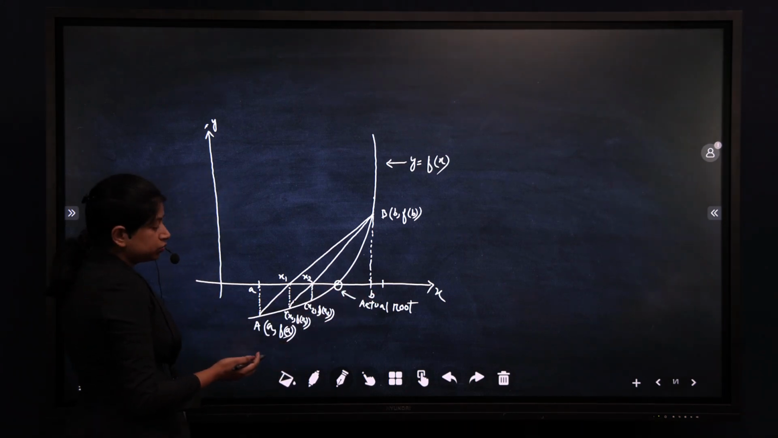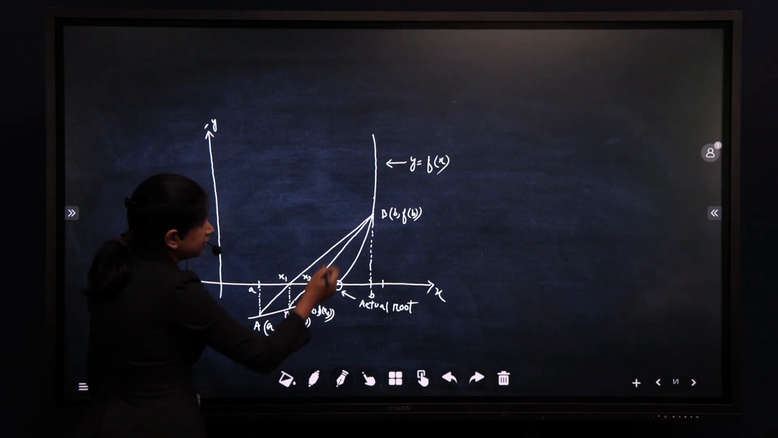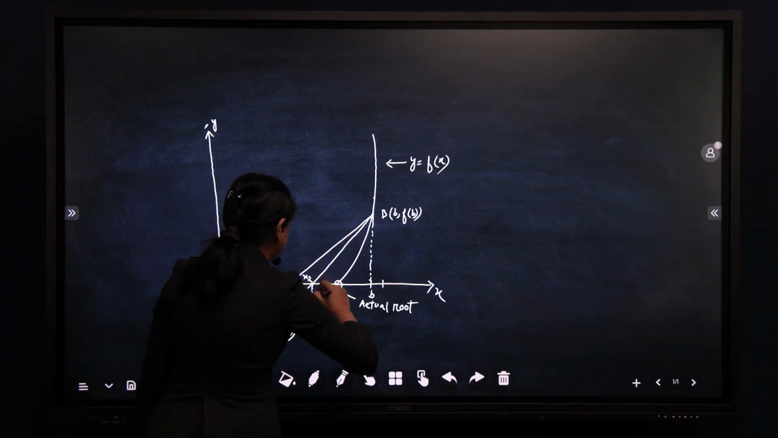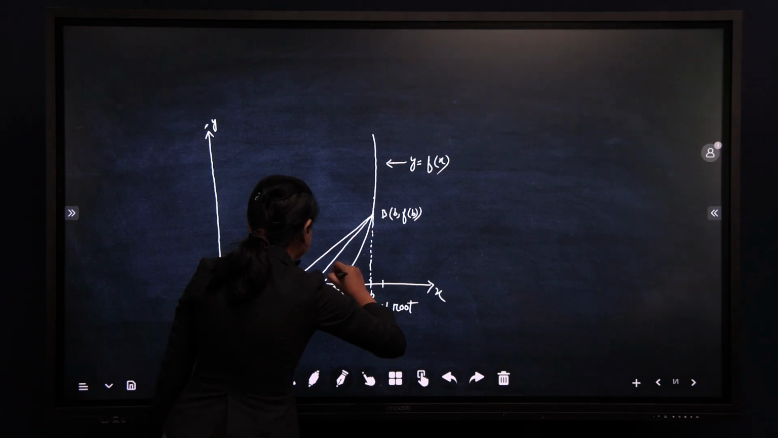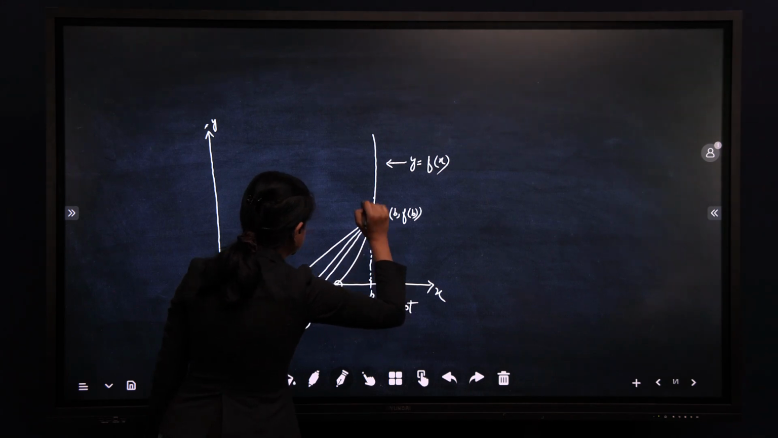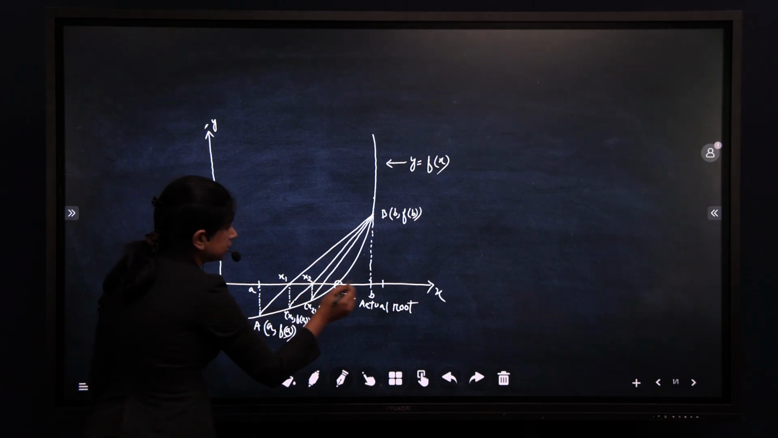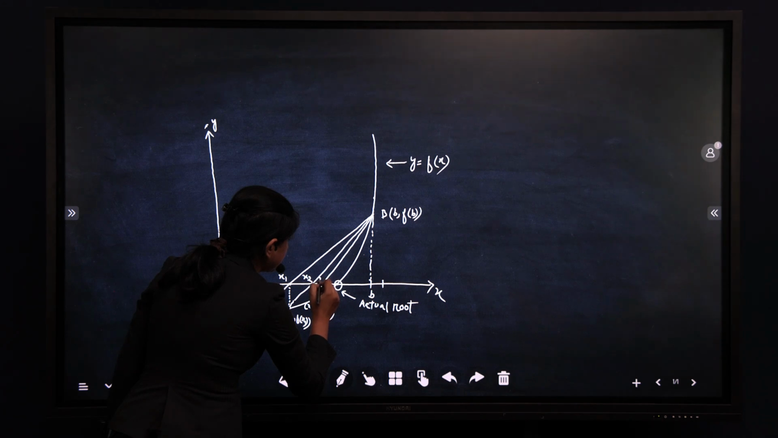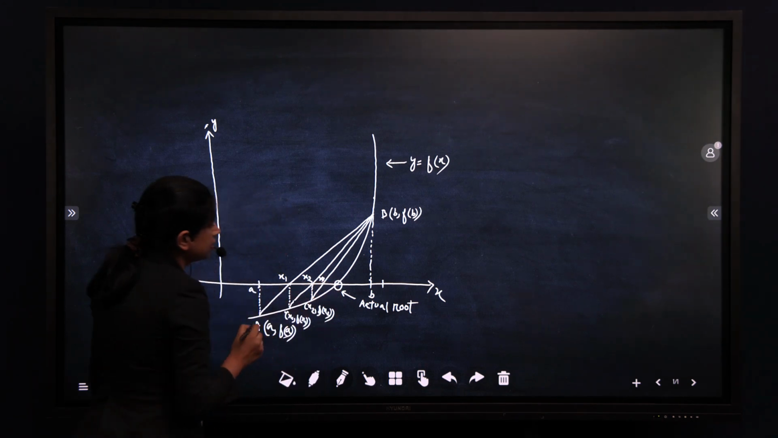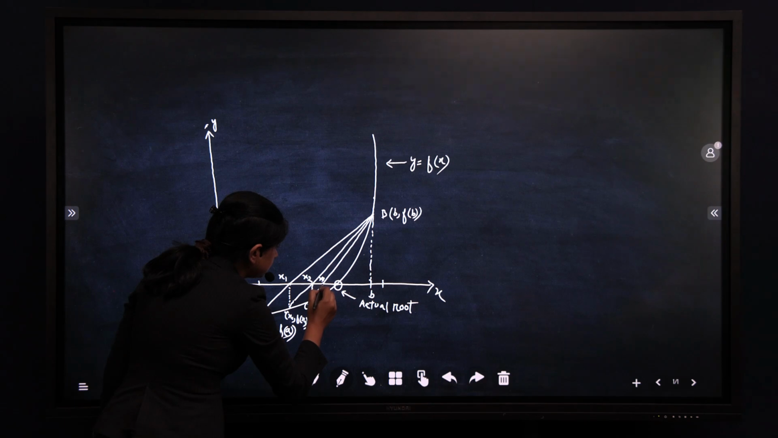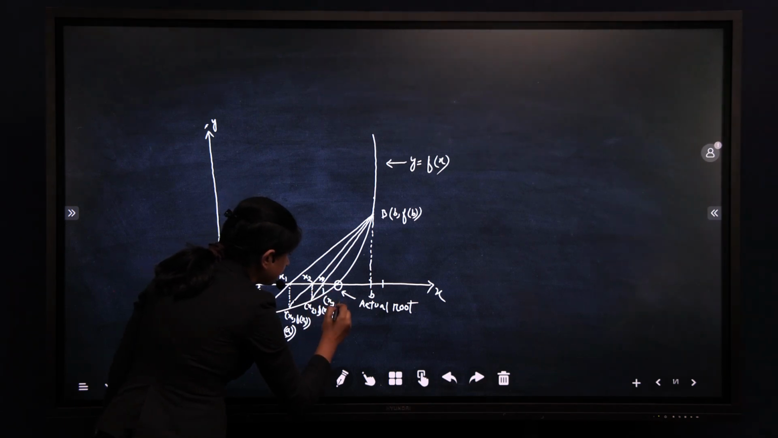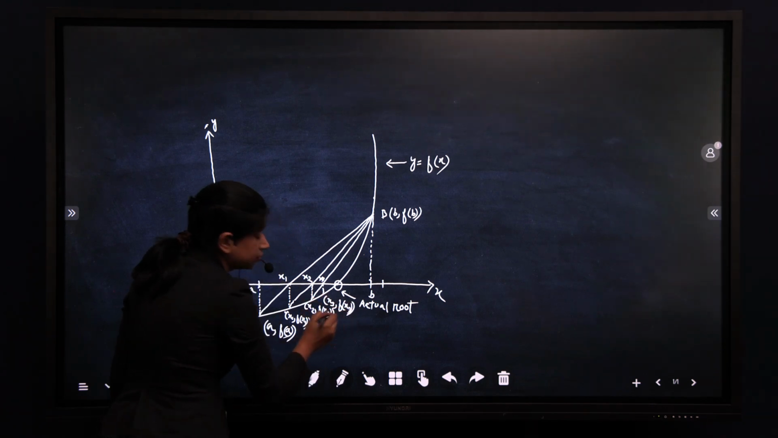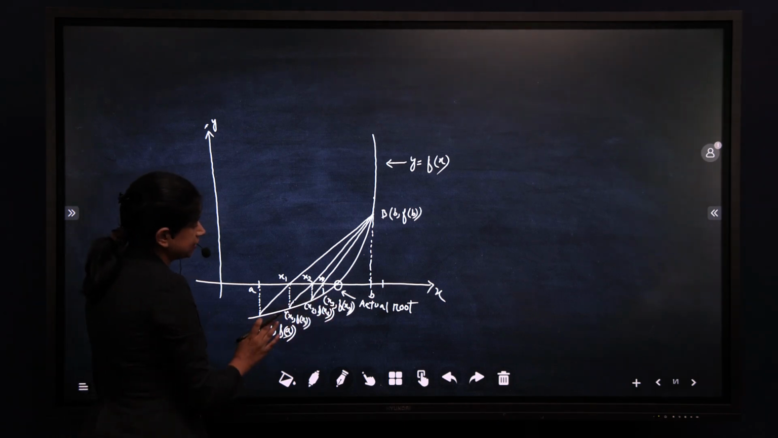Next, what we need to do? Let us join this f of x2 with f of b. So we are joining this f of x2 with f of b, and it cuts the x-axis at this point. Let us denote this point by x3. So what will be the function value here? This will be x3, f of x3.